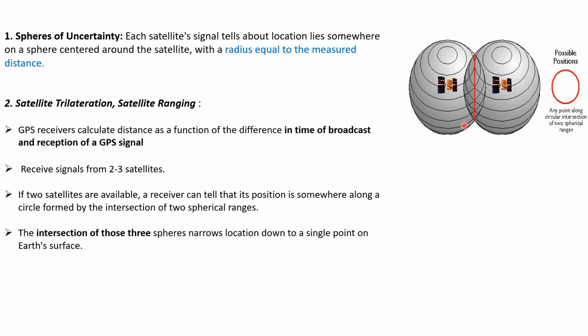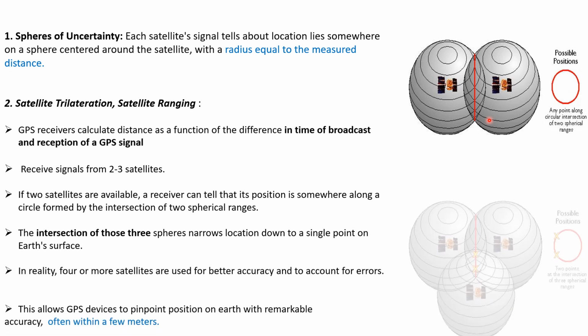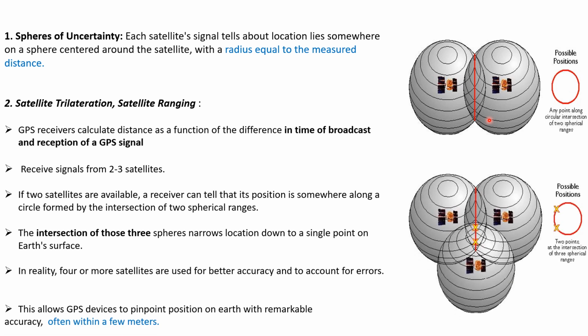If 2 satellites are available, as an example, it can tell the position is somewhere along a circle formed by the intersection of the two spherical ranges. So this is the intersection, and any point along the circular intersection is a possible location. If we use three satellites, that can narrow it down to a single point on the Earth's surface rather than many possible locations.